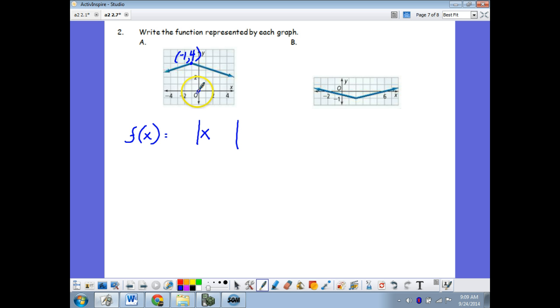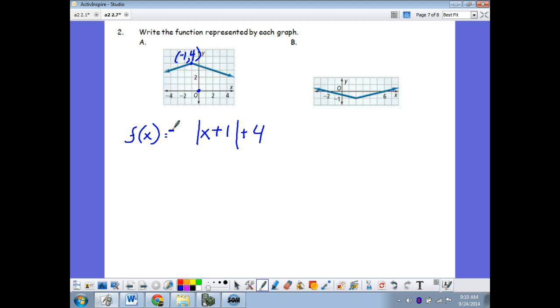Well, and again, with the horizontal translation, 1 unit to the left, it's kind of opposite of what we would think. So we actually add 1 inside there. And then 4 units up means we're adding 4 outside. So we've taken care of the translations. Next, we want vertical stretch or vertical compression. Now, first of all, you'll notice that this graph opens down, so it's going to be a negative value. Okay? Since it opens down, a is going to be a negative value.